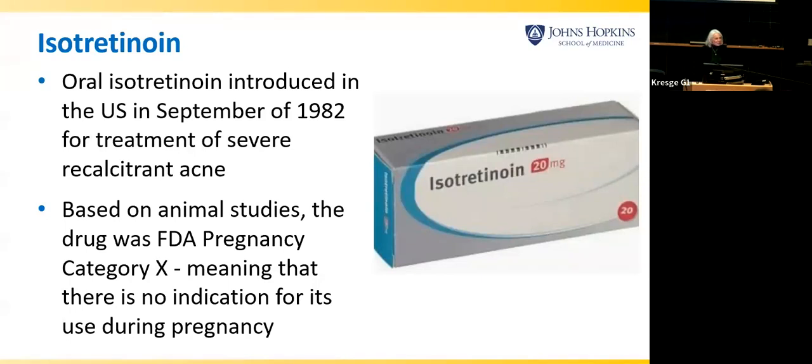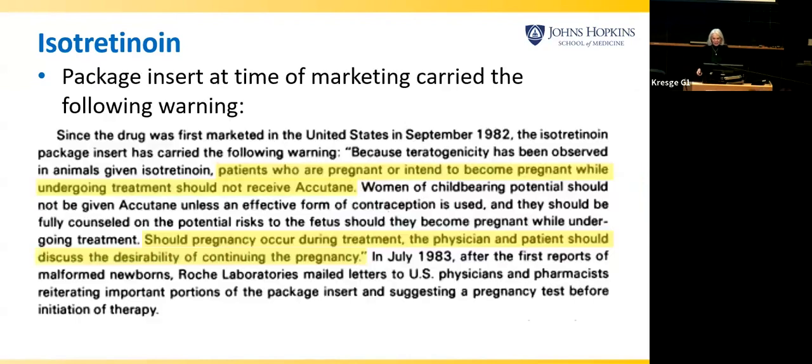And I have to say, from the very start, based on animal studies, the drug was pregnancy category X. It meant that there was no indication for use during pregnancy, but of course, a lot of people got pregnant on it. This is what the package insert said. Patients who are pregnant or intend to become pregnant while undergoing treatment should not receive Accutane. And should pregnancy occur during treatment, the physician and patient should discuss the desirability of continuing the pregnancy. Obviously, different political times.